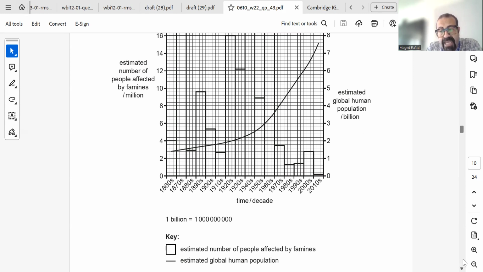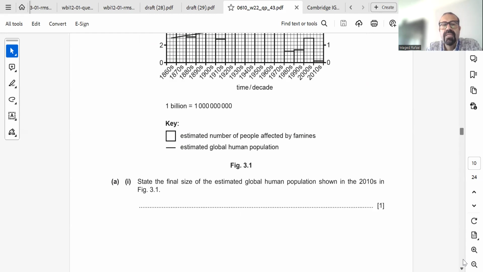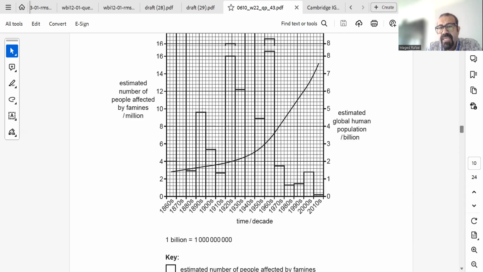Okay? Give me the key and I will go for the question. He wants you to state the final size of the estimated global population. It means I will go for 2010. I will take the reading. I think it will be 7 point what? Someone in the chat box tell me, 7 point what?